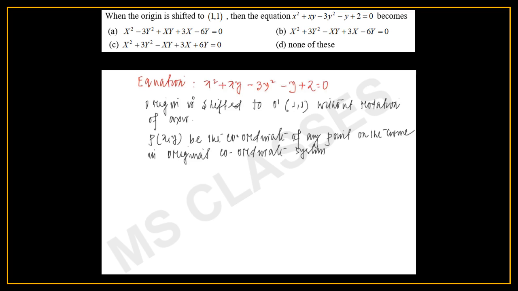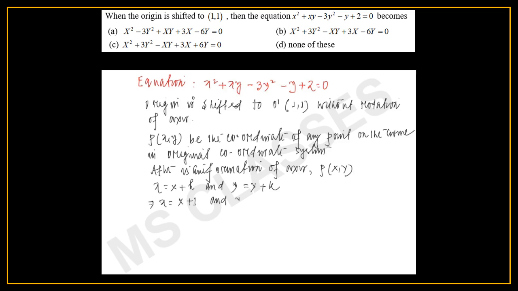And after transformation of axis, the coordinate of the point P is capital X comma capital Y. So we know that we have the relation small x equal to capital X plus h and small y equal to capital Y plus k. Now here we can say that small x equals capital X plus 1 and small y equals capital Y plus 1. So this is what we have.